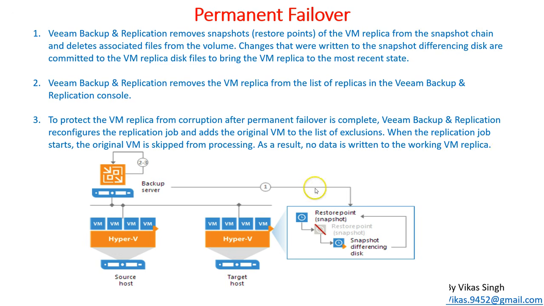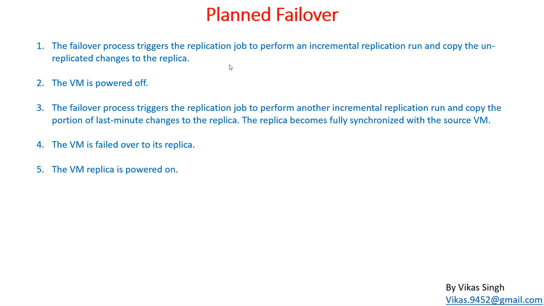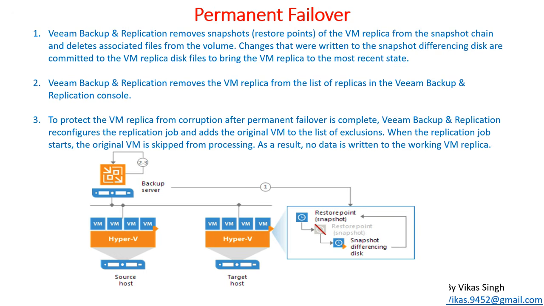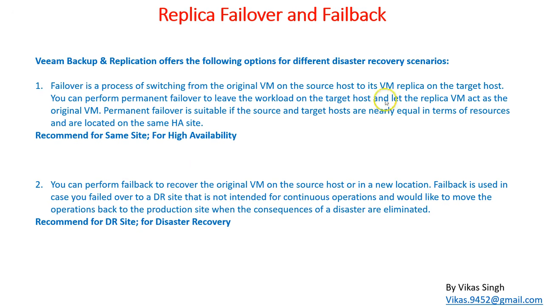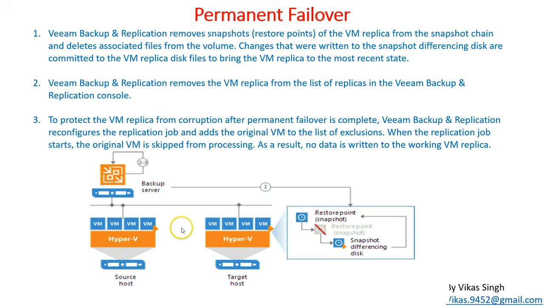So again, it's not going to have a replicated virtual machine with a copy of the original virtual machine which was there earlier. We are going to follow this also. In the next video we are going to do planned failover, then we are going to do permanent failover, and next we have replica failback. We have to understand the replica failback is a process of restoring the original virtual machine on a source host or on a new location, further recommended for DR site and disaster recovery. So we are going to see this.